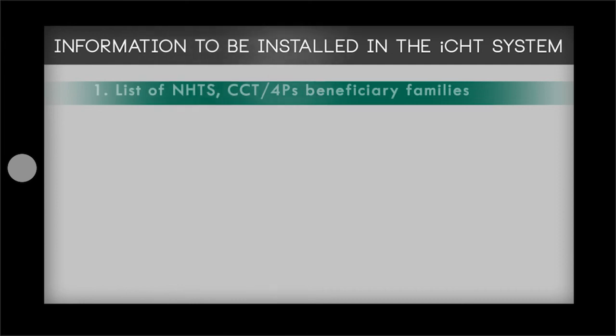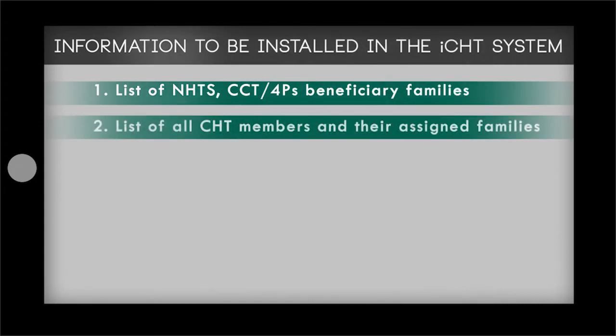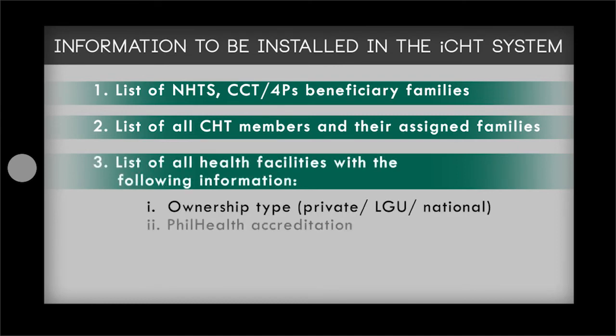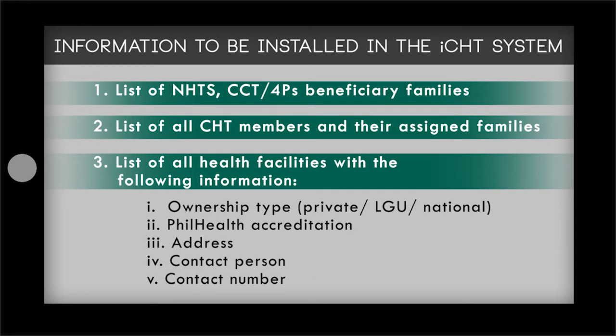In addition, you will need to prepare this information for installation in the ICHT system. List of NHTS, PR, or CCT families. List of all CHT members and their assigned family. List of all health facilities with the following information. First, ownership type. Second, PhilHealth accreditation. Third, address. Fourth, contact person. And fifth, contact number. The ICHT system must then be obtained from the Department of Health.